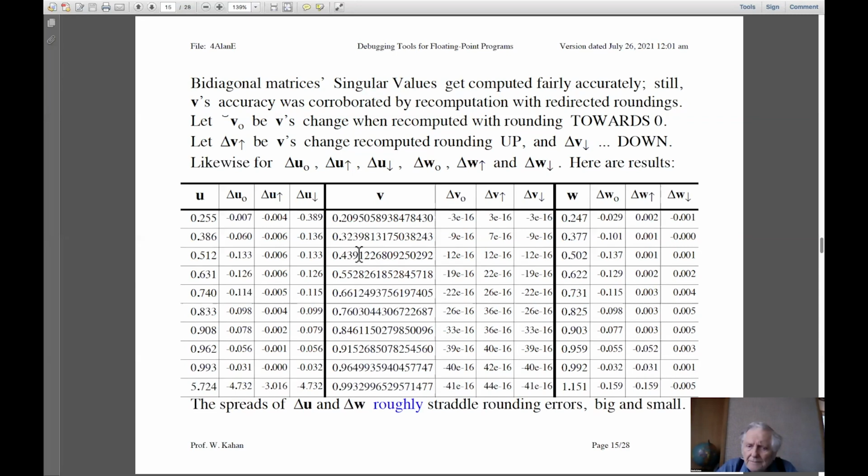You've corroborated by recomputation. You've corroborated what an error analysis would tell you, except of course that the error analysis is very much more pessimistic than this computation, but not so much more pessimistic that you'd be upset. Well, I've given you 2 examples.